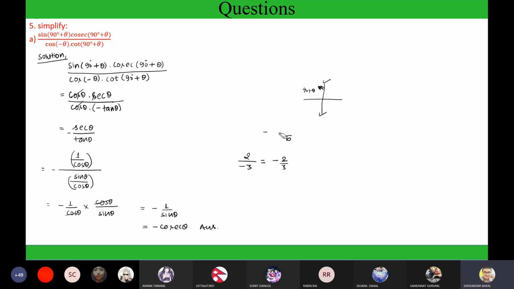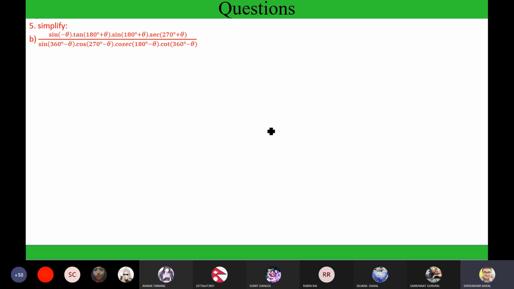The answer should be in the simplest form. You can use the formula whenever possible. You have to understand all the concepts that you have read till now to solve any question of trigonometry. So let's continue to the next question.